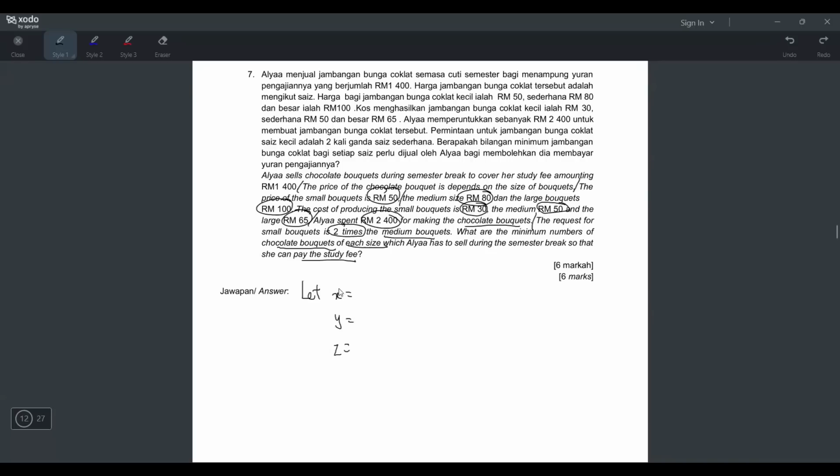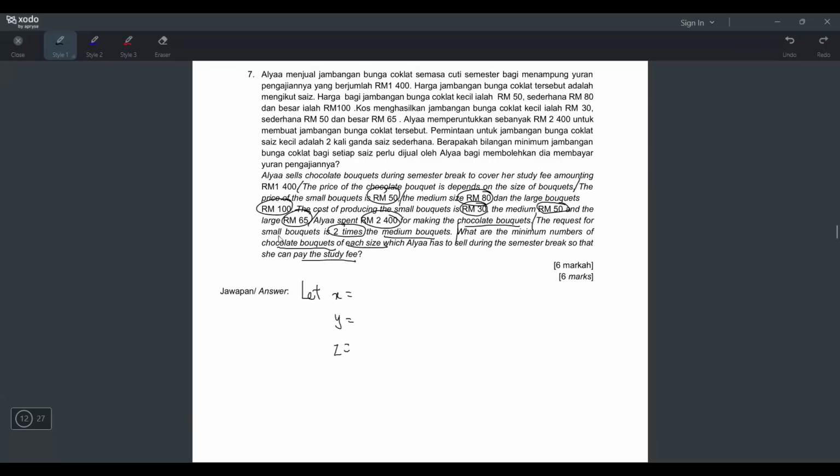And I don't want you to just write x equals small, y equals medium, z equals big. Don't write like that. Be more specific. So the way I teach my student, okay, I'll give you a tip now. You straight away tengok what the soalan wants to find. It means you straight away read the last baris and see what is the final answer. So what they want you to find for the final answer, what are the minimum number of chocolate bouquet of each size, right? So whatever they want to find, make that the x, y, z. Apa yang dia suruh cari untuk final answer, itulah you punya x, y, z.